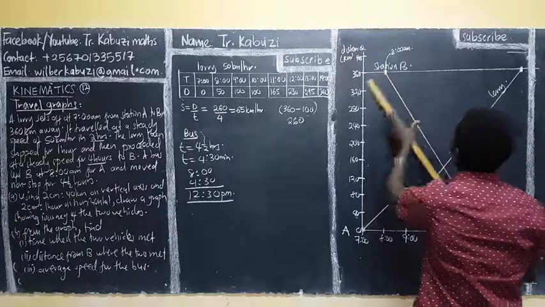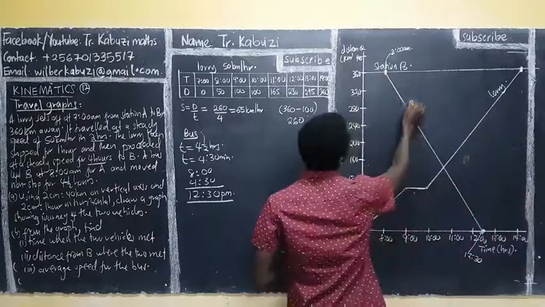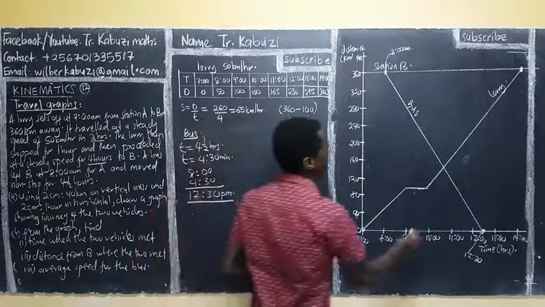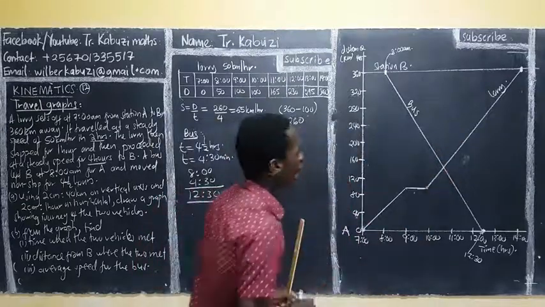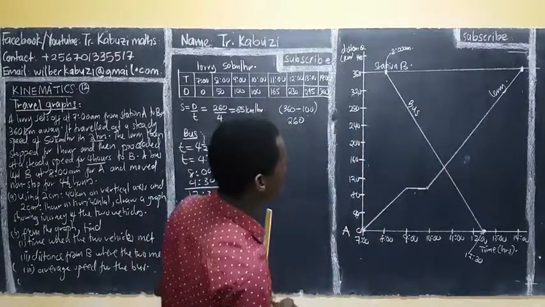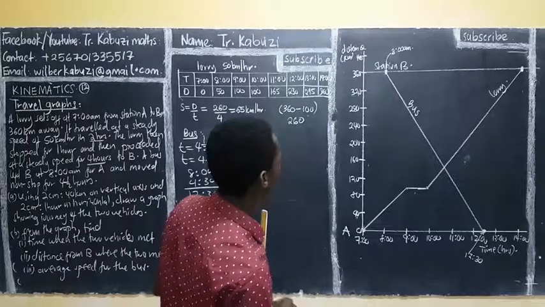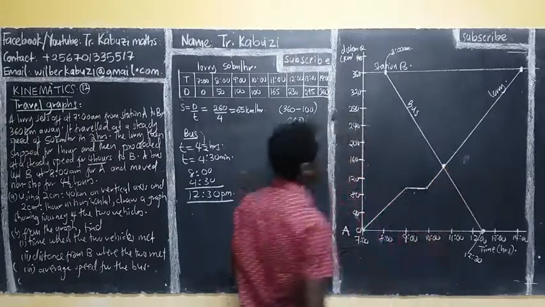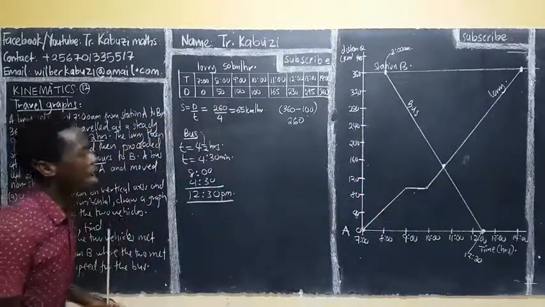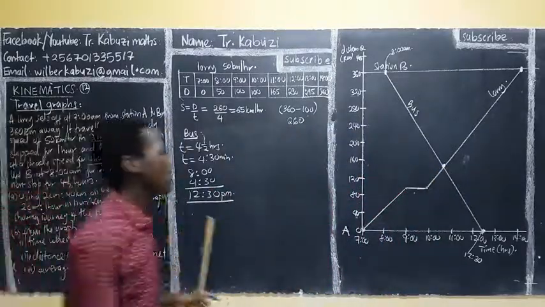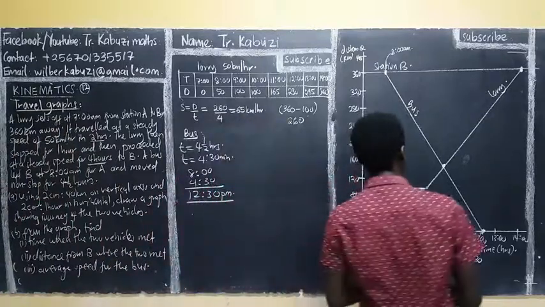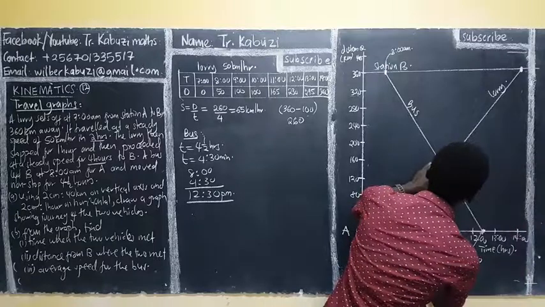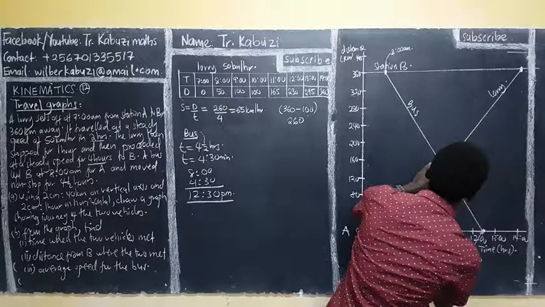So you join at 12:30. This is going to be our bus. So that's our bus. And see the point of intersection for the bus and the lorry, mine is going to be there. Then I come and read off the time. Now the time when they are meeting, you see it's going to be here.